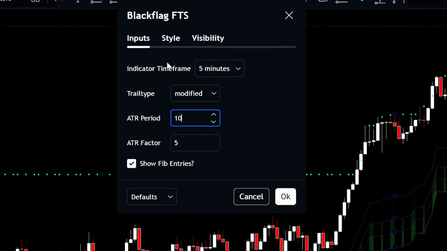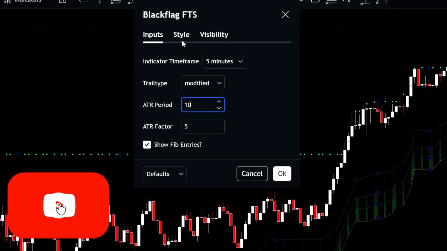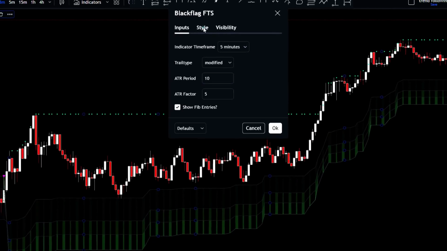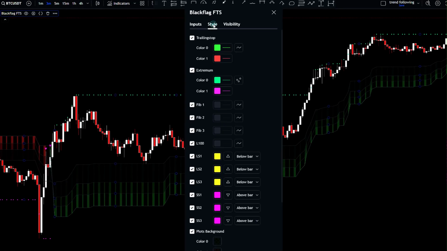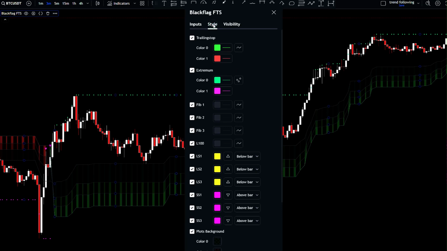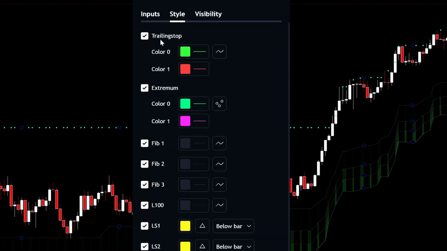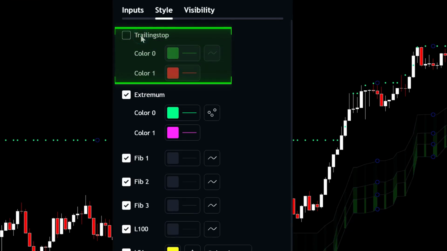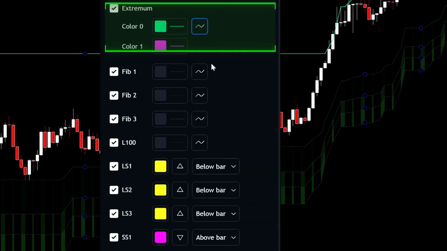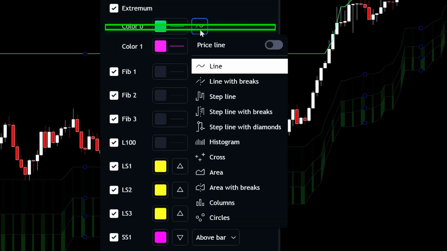Okay, now things are about to get even cleaner. We're heading over to the style tab because let's be real, a cluttered chart is a confusing chart and nobody wants that. So we're gonna declutter a bit. We're turning off a few things to make our trading life way easier. We're going to get rid of the trading stuff, just poof, gone. Then we're going to make the extreme line a little thicker just to make it stand out a bit more. You'll see what I mean in a second.